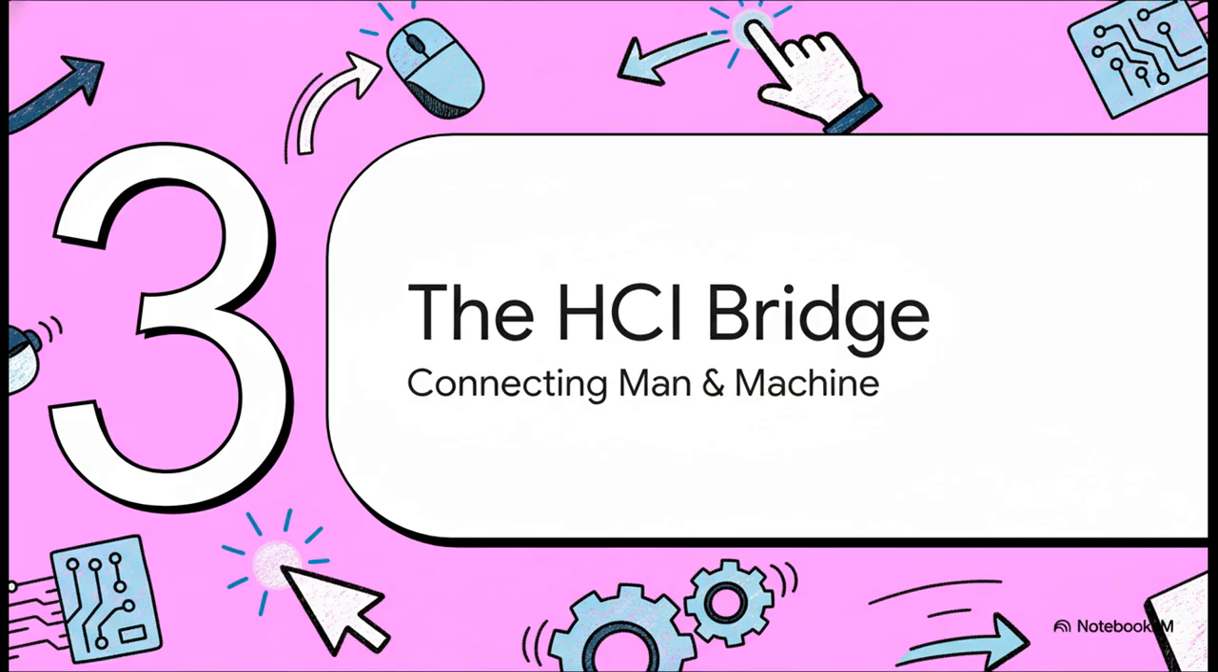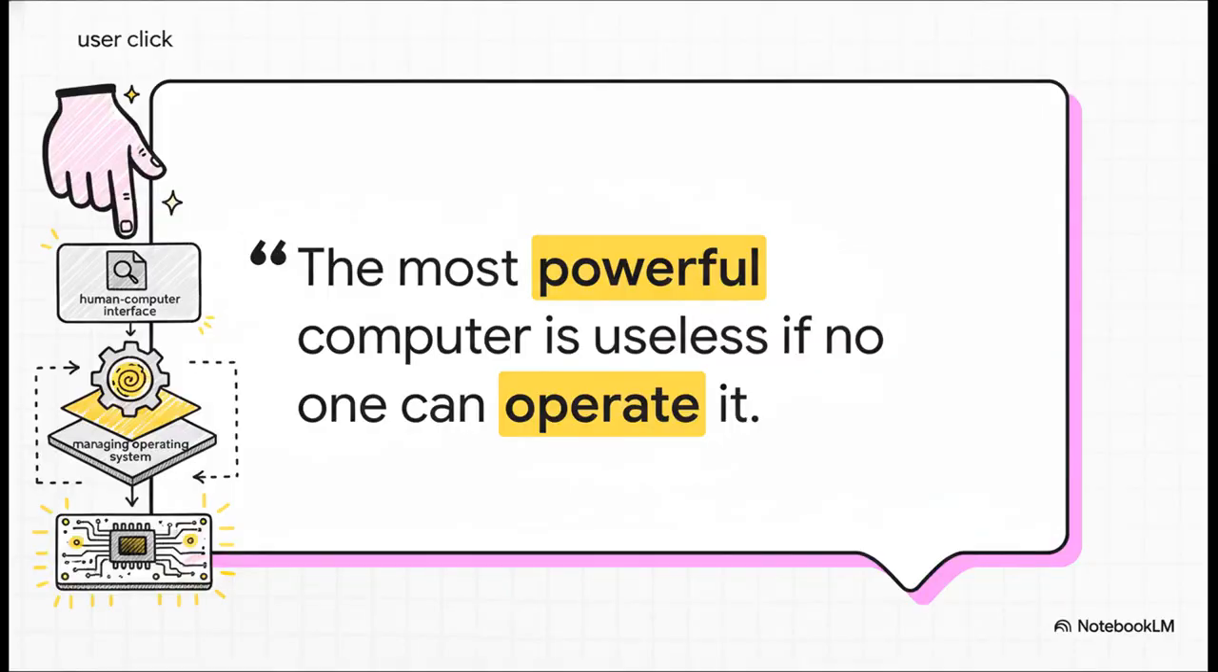But there's still a really important piece of the puzzle missing. We have this perfectly managed machine, but how do we, as people, actually talk to it? This brings us to the final and maybe most important layer in our journey, the bridge between us and the machine. And that quote really says it all, doesn't it? You can have the fastest processor in the world, the smartest operating system ever made, but if a person can't figure out how to use it, the whole thing is basically a very expensive paperweight.